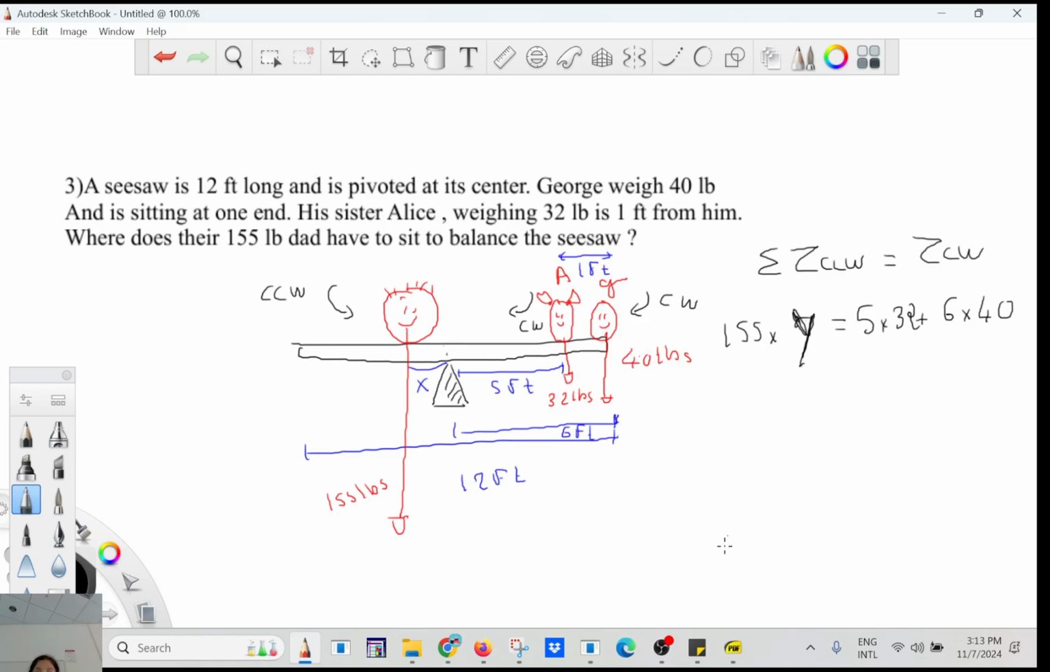Right? So you take your TI and you get 2.6. Do you all agree with that? Okay. So 2.6 feet.